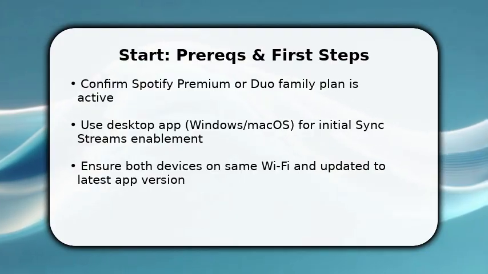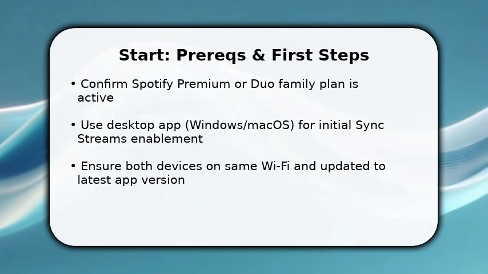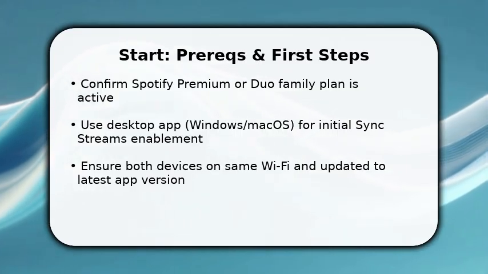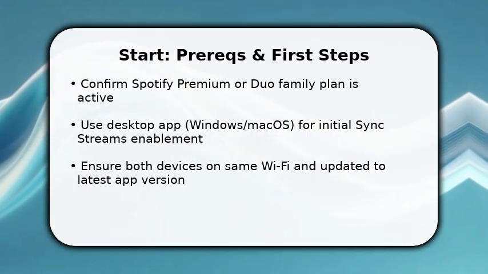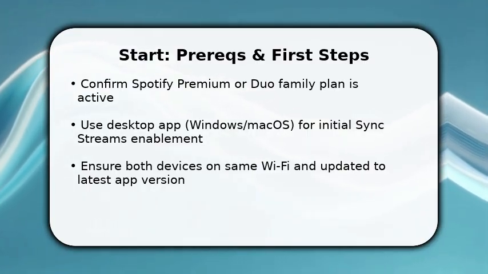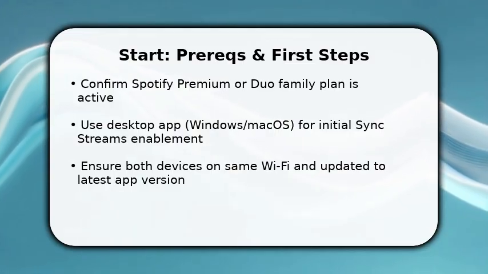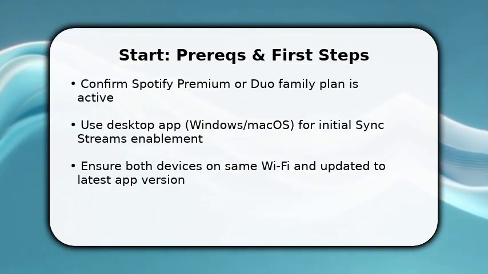You're enabling sync streams now, so first confirm you have an eligible Spotify plan and the desktop app ready. Open Spotify on desktop and sign in with the account that will host the session. This lets you toggle the newer stream sync features.